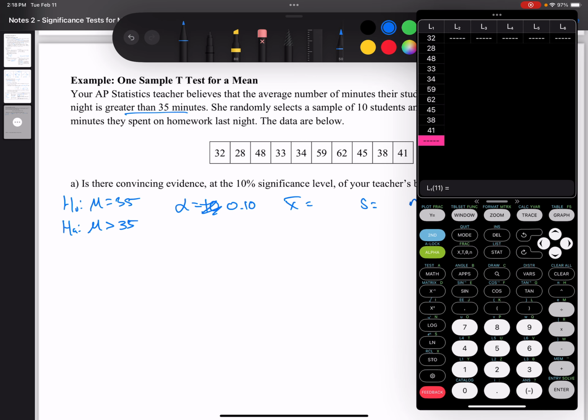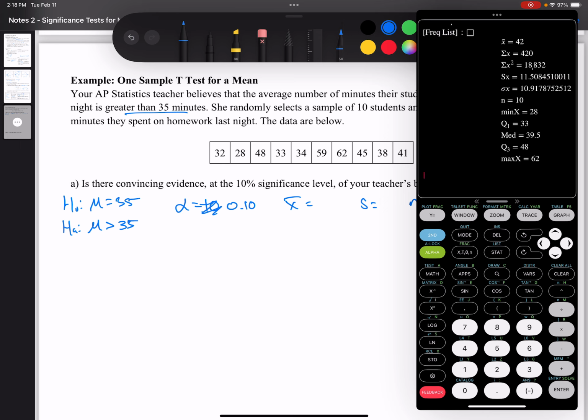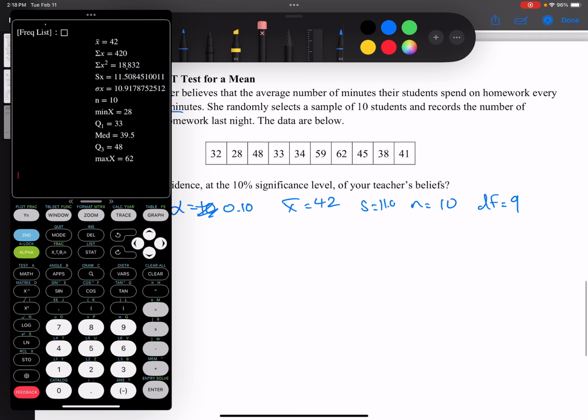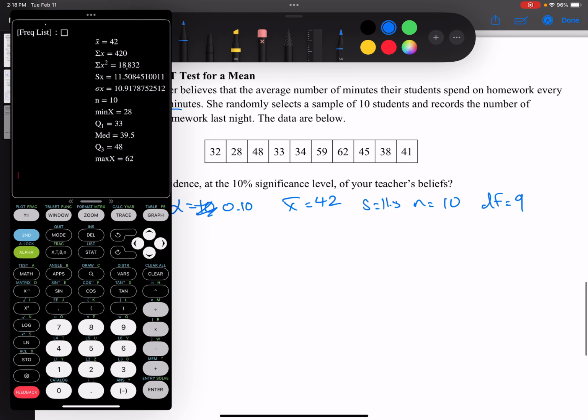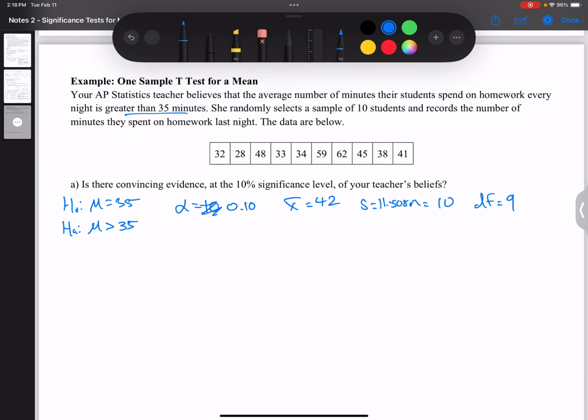Go to your list, put that data in your list, then go to stat calc, one variable statistics, hit enter, and then here is our information. We need x bar, 42, and we need our s, which is 11.508. That's all the numbers we need. We won't need our calculator again until the end.